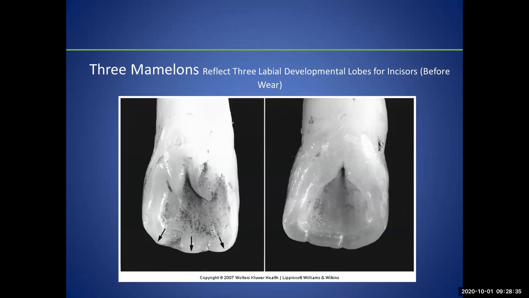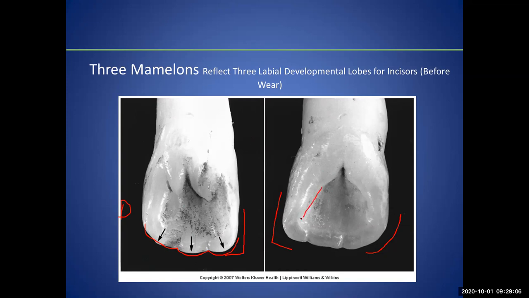You oftentimes will see 3 mamelons from the 3 developmental lobes on the facial. 1, 2, 3. This is the mesial and this is the distal. Mesial, distal. Look at the lingual surface. These two are the same teeth. However, they look very different, right?